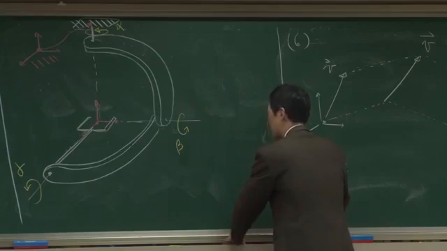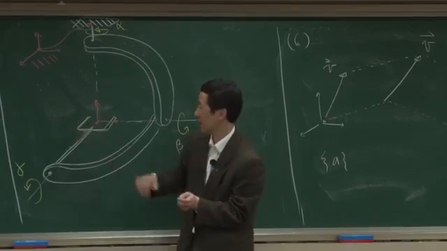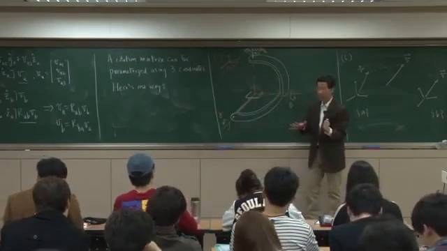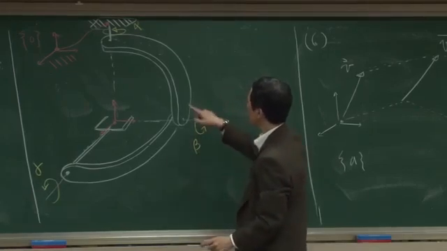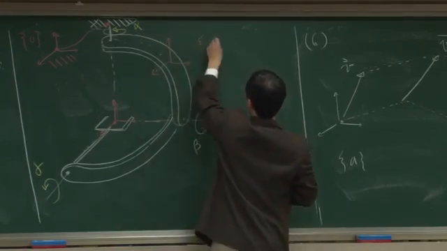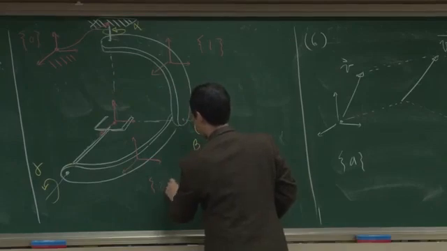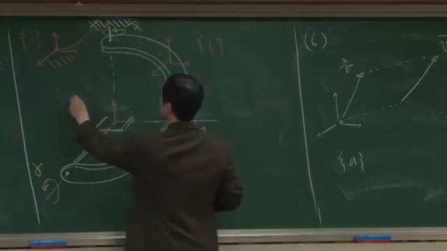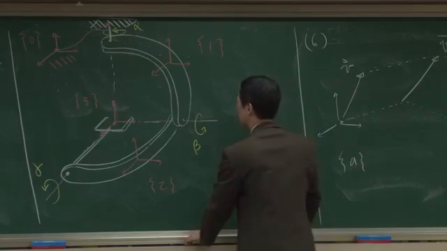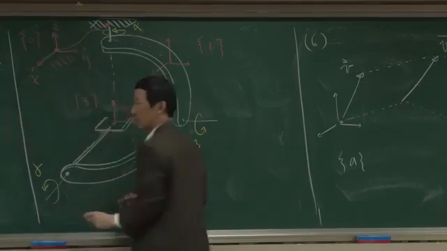To do that, we're going to use our results from before. So let's label these frames. Let me call this frame 0. That's the fixed frame. Now I'm going to attach a frame to this link here. I'll call it frame 1. Another frame is attached to this link: frame 2. And let's say this frame is frame 3. We'll say XYZ is assigned in the usual way.